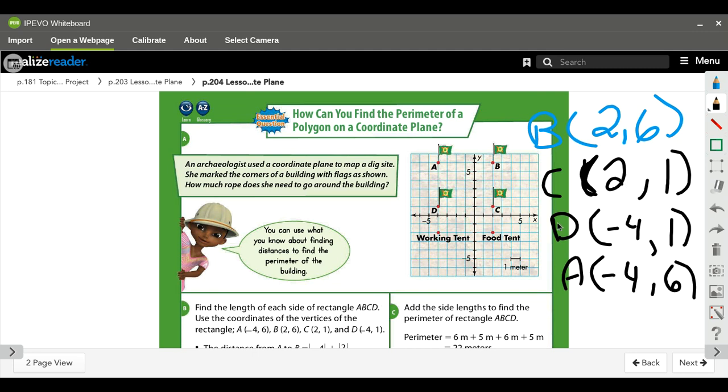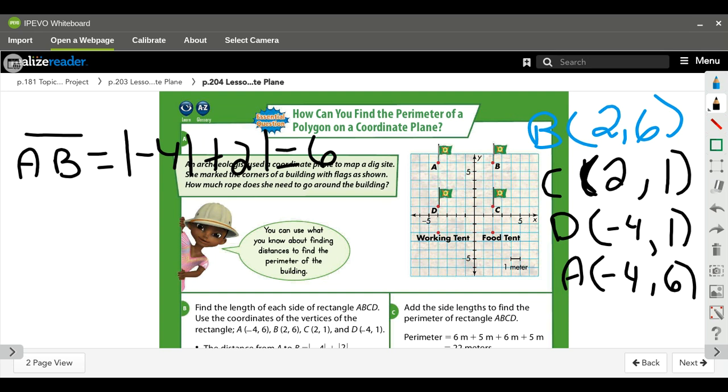So I'm going to go ahead and find the side lengths of my 4 sides just to see where we're at, and then we'll find our perimeter. First, I'm going to look at A and B. A and B are in different quadrants. 6 is the same, so I'm going to look at -4, 2. So side length AB is equal to the absolute value of -4 added to the absolute value of 2, for a measurement of 6 meters.